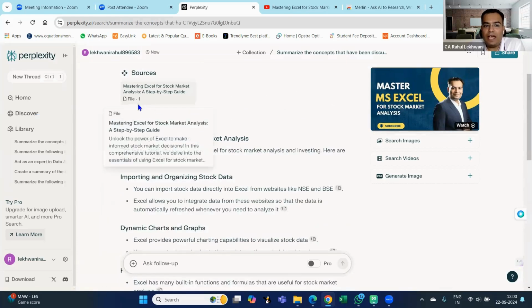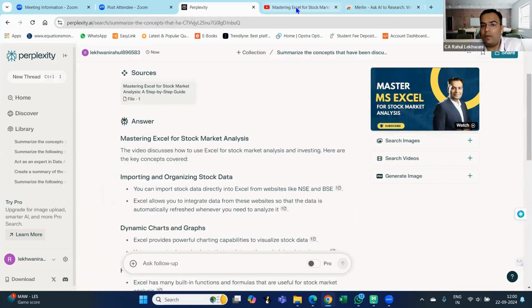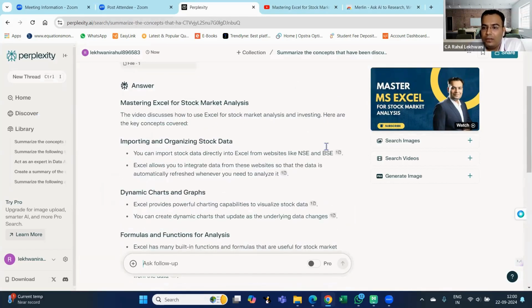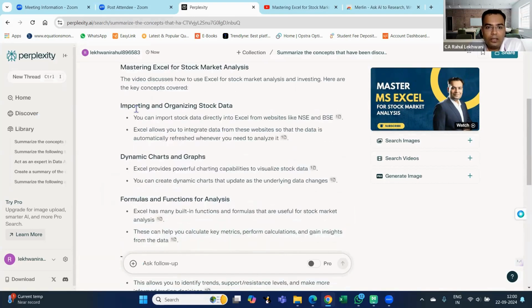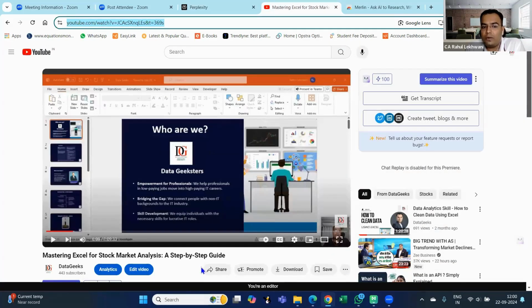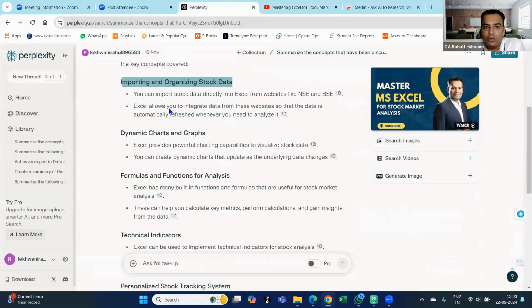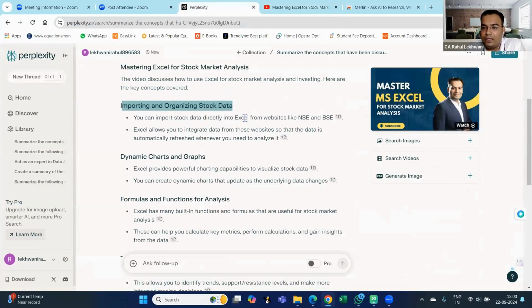What I have done is I have copied one of my previous sessions, and I have asked what are the topics that are discussed in that video. So how to import the stock data. This was a Microsoft Excel for stock market session that I did, right? So what all did I teach in that session? You can import stock data directly from websites like NSE, BSE. Excel allows you to integrate data from websites so that the data is automatically refreshed.